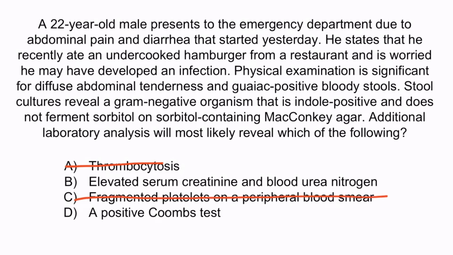So C is incorrect. D is incorrect because a positive Coombs test indicates that antibodies are responsible for the hemolyzed red blood cells. Again, the RBCs are mechanically destroyed due to microthrombi formation, not antibody-related destruction. So D is incorrect. So again, the correct answer is B, elevated serum creatinine and blood urea nitrogen. And with that, we've covered everything you need to know about E. coli.